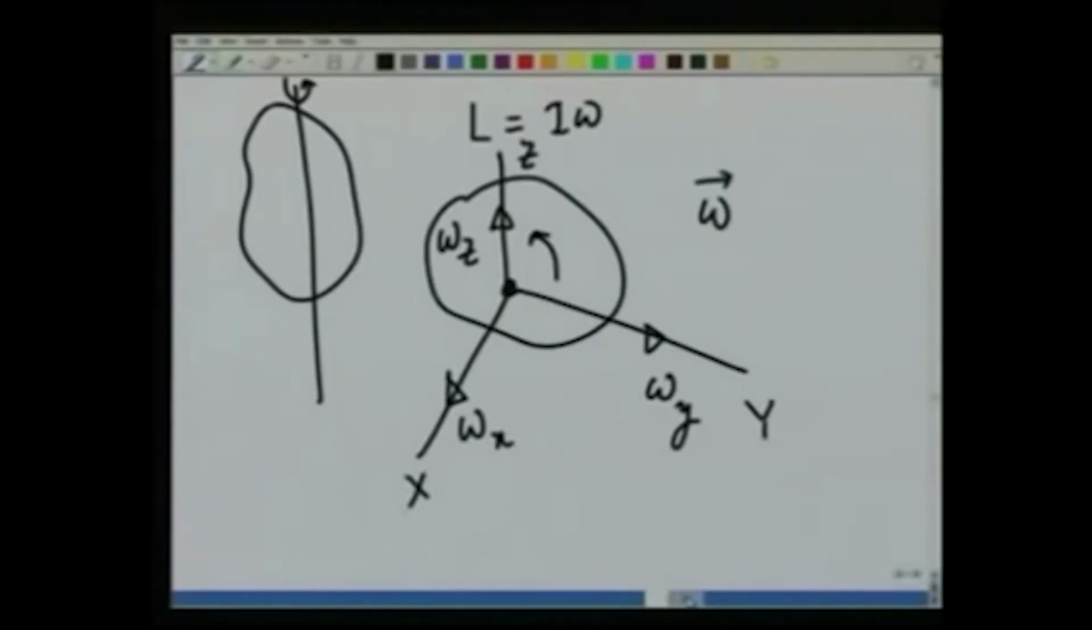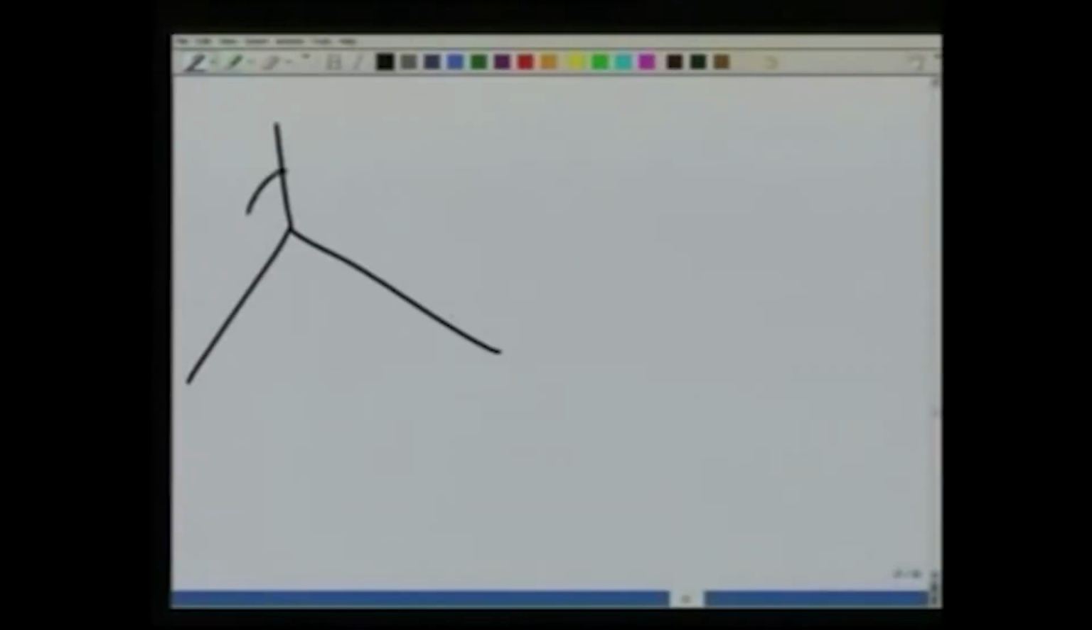So, let us now evaluate, given a point O, what would be the angular momentum given angular velocity omega. We again go back to the definition. This is the body, it is rotating about this point with components omega x, omega y and omega z.